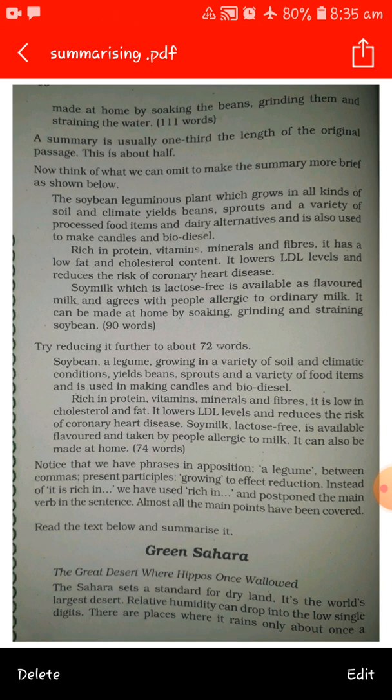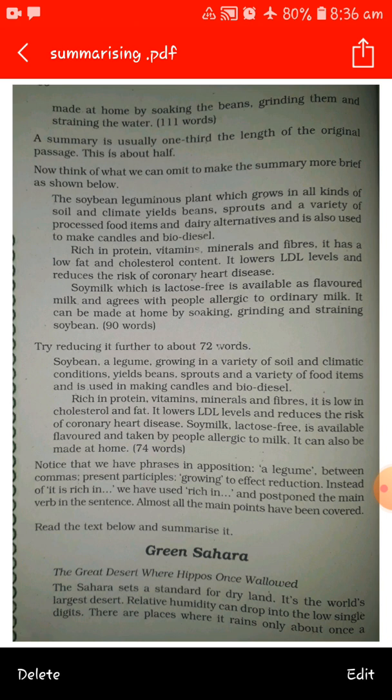Soya milk, which is lactose free, is available as flavored milk, agrees with people allergic to ordinary milk. It can be made at home by soaking, grinding, and straining soybean. So here it is converted into 90 words. Now again repeat the process, you have to convert it into 72. So try reducing it further to about 72 words.